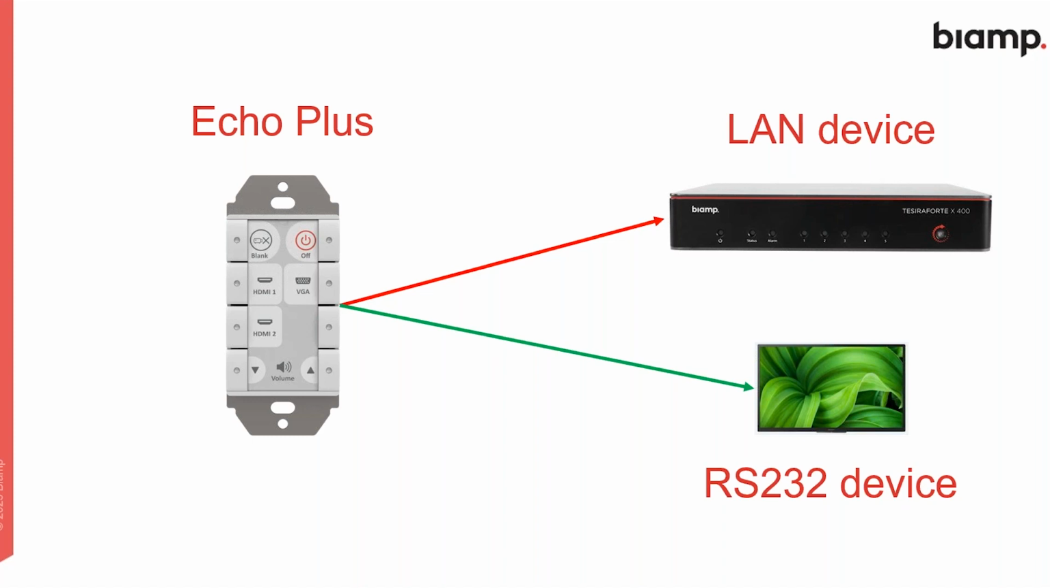So very, very simple. You can assign functions to these buttons to change presets in the Tessera or control the LAN device as required, and to turn on and off the display in this case, or to change its source between HDMI and VGA sources. Very simplistic, very easy to get up and running, but it gives the end user a great user interface, which they can't go wrong with. So it really makes it simple for the end user.